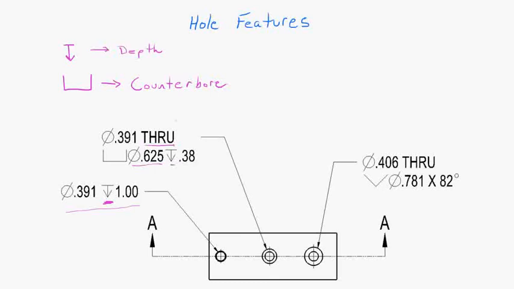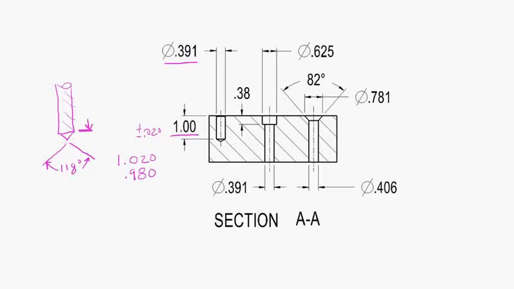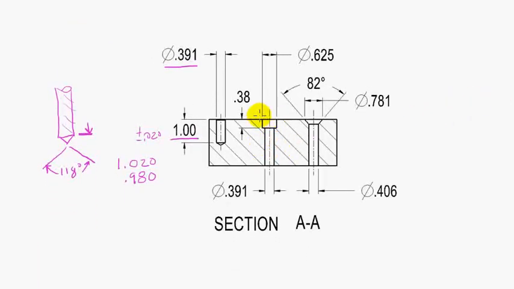And if you don't know what a counterbore is, you can see two circles here. The outer circle is 0.625 diameter. The inner circle is the 0.391 diameter through hole. And if we look down here in our section view, here's our counterbore. That's this 0.625 diameter.